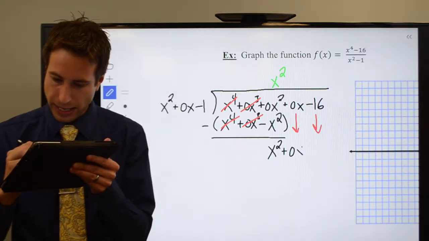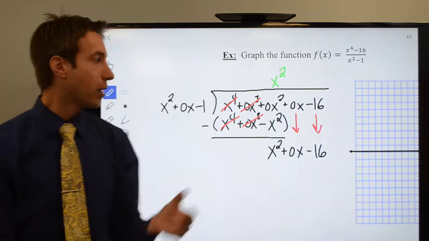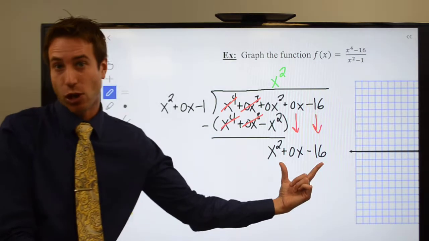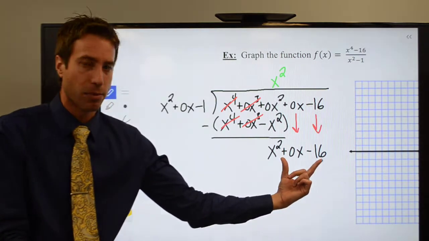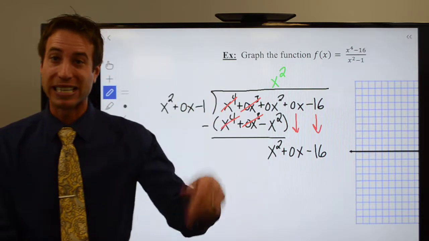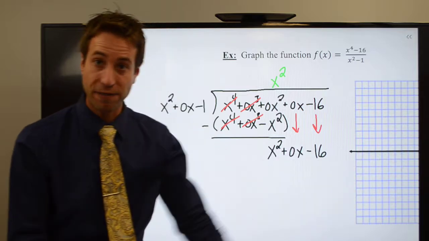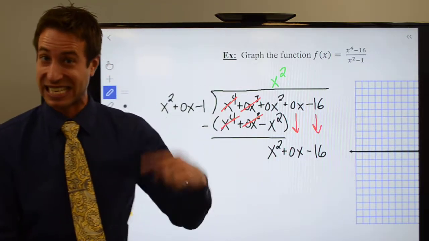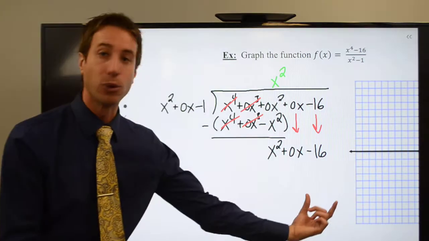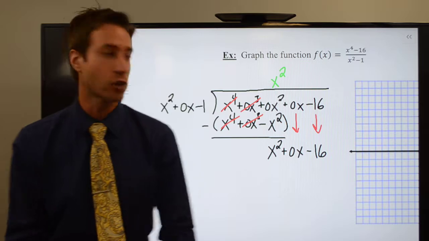Plus 0x minus 16. Why did I bring them both down? Well, this is a trinomial, right? I'm going to need to subtract, so this also needs to be a trinomial. I need the same number of terms here as the number of terms that I have here. So I know step number 4 is to bring down, but I actually have to bring both of those guys down. Here's the good news. There's nothing left to bring down, so I know after this next round of division and multiplication I would wind up with a remainder. But I don't care about the remainder, so we're actually almost done.